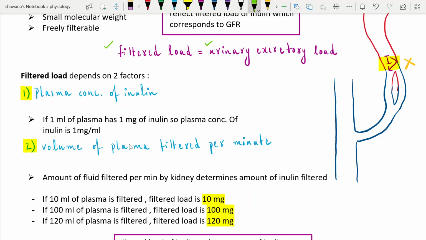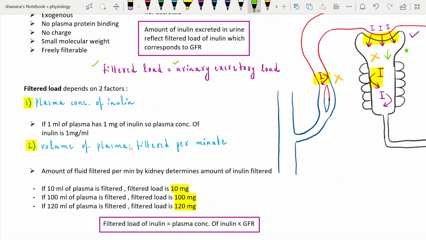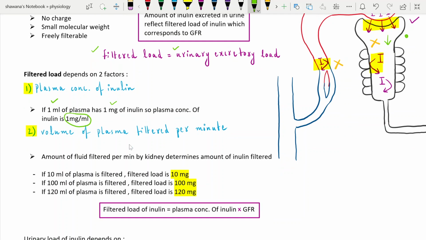The filtered load of inulin depends on two factors. First is the plasma concentration of inulin, how much inulin is present in our blood. For example, if 1 ml of plasma or blood has 1 mg of inulin, we can say that the plasma concentration of inulin is 1 mg per ml. The second factor is the volume of plasma filtered per minute. What do we call it? We call it GFR.